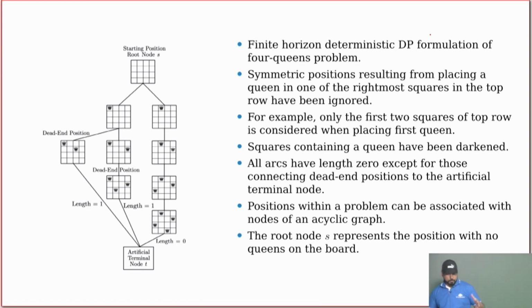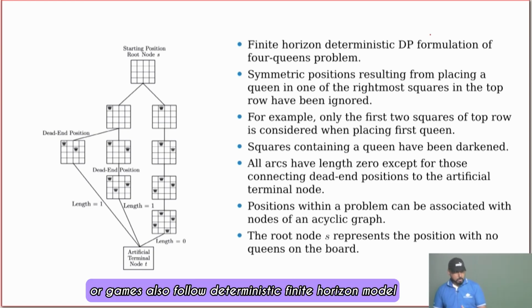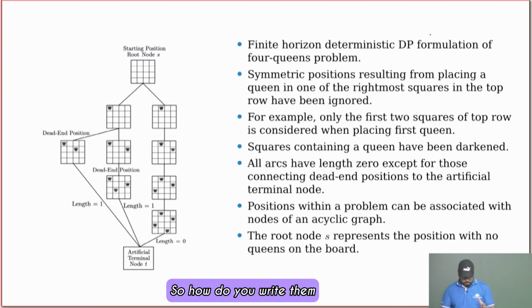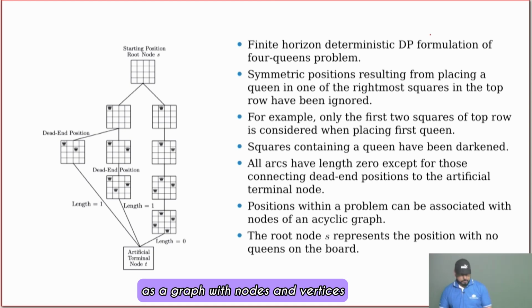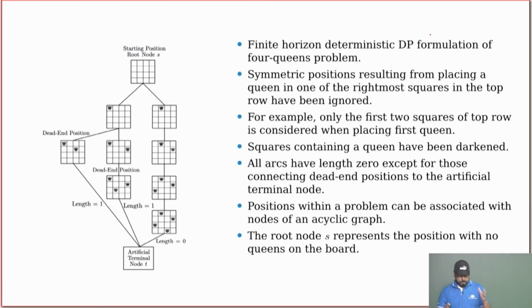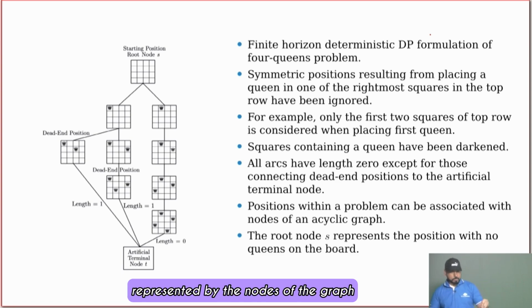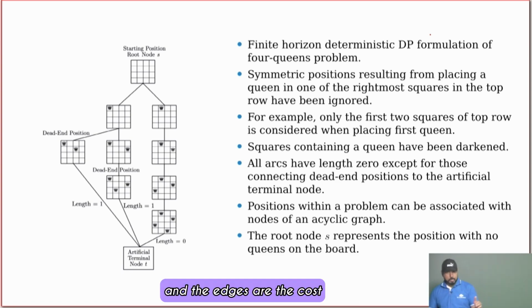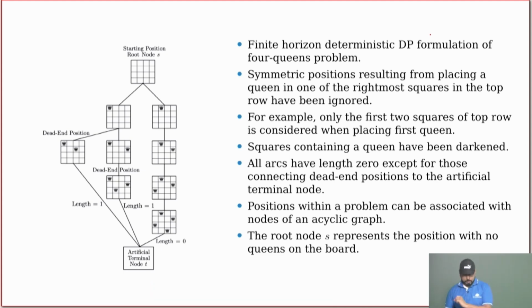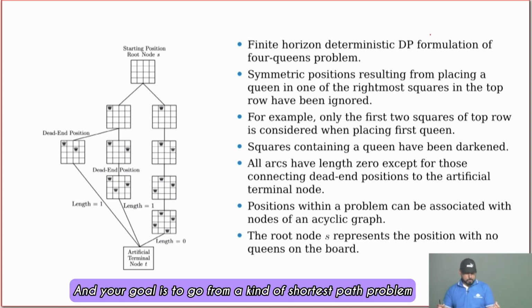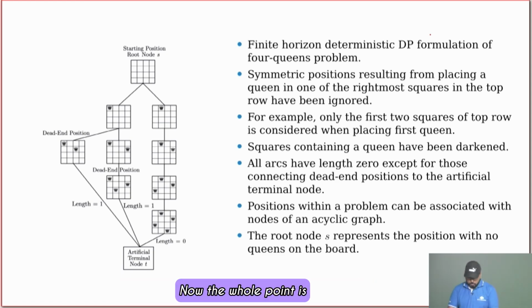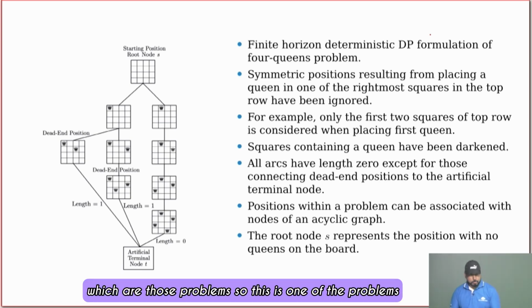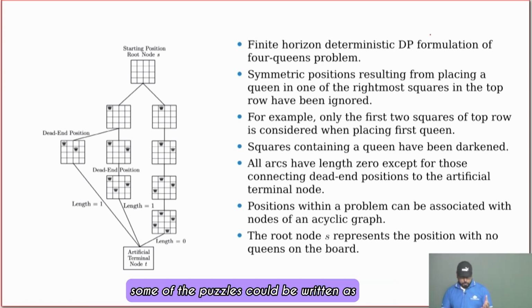So since this is a problem where many puzzles or games also follow a deterministic finite horizon model, how do you write them as a graph with nodes and vertices? We know that any deterministic finite horizon problem can be written as a graph problem with states represented by the nodes of the graph, and the edges are the cost, which could be seen as the edge length, or the edge weight. And your goal is to go from start to the terminal state, so it's a shortest path problem. Okay, so any DP finite horizon problem you should be able to write that. Now the whole point is, which are those problems? So this is one of the problems where we are saying, look, some of the puzzles could be written in this graph way.